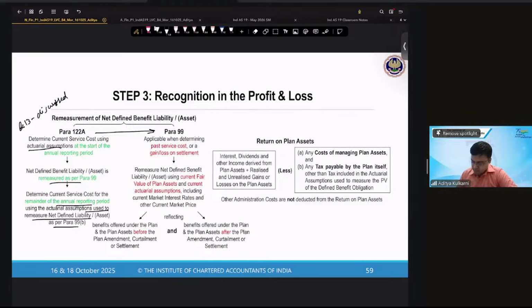What do you mean by return on plan assets? Whatever interest, dividends, other income you derive, plus realized and unrealized gains or losses, minus cost of managing the plan assets and any tax payable by the plan itself. This becomes your return on plan assets. Basically, the final profit figure minus cost of managing plan assets minus tax payable. You will not deduct other administrative costs.